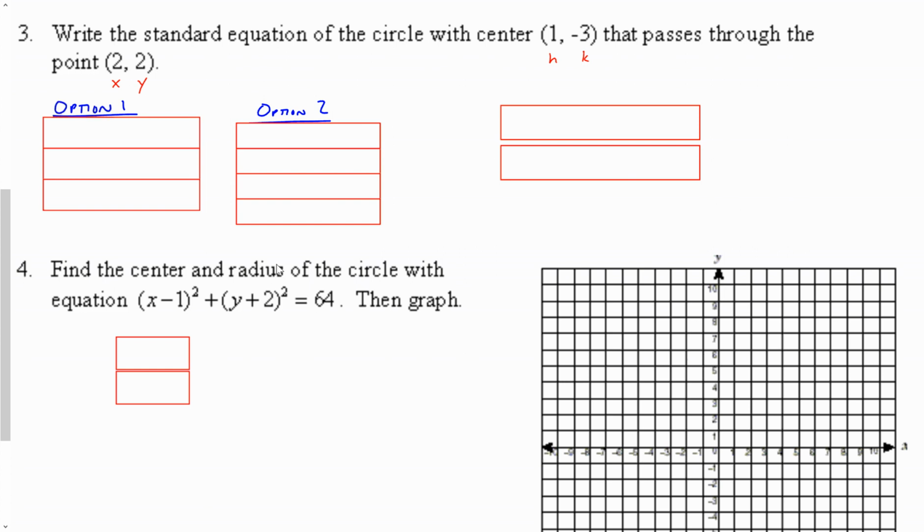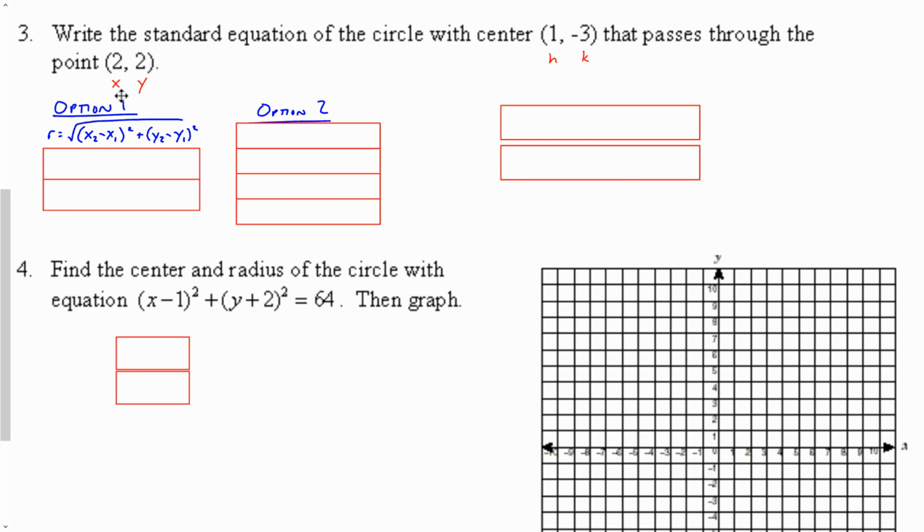Now, remembering that the center is always (h, k) and that any point on the circle is (x, y), there's really two options. There's really more than that, but I'm going to go over two options on how you can figure out that missing piece, which is the radius at this point. The first option is to use the distance formula. So if we're finding the distance, we're really finding the length of the radius.